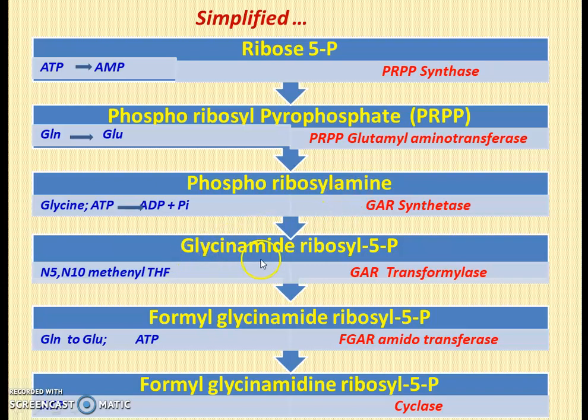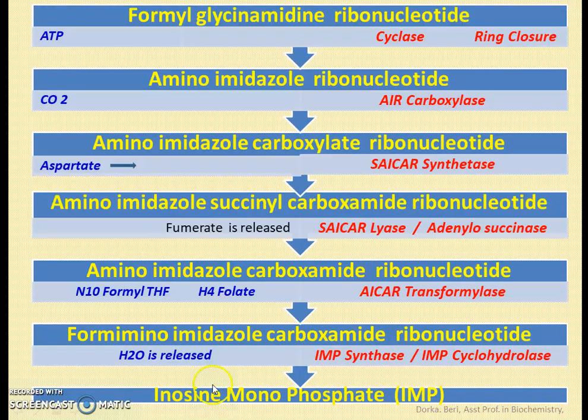Phosphoribosylamine is converted to glycinamide ribosyl 5-phosphate. Just the glycine is added here. This enzyme is GAR synthetase. Glycinamide ribosyl 5-phosphate is converted into formyl glycinamide ribosyl 5-phosphate, and the enzyme is formyl glycinamide ribosyl amidotransferase. The same is repeated here, which is converted to aminoimidazole ribonucleotide.